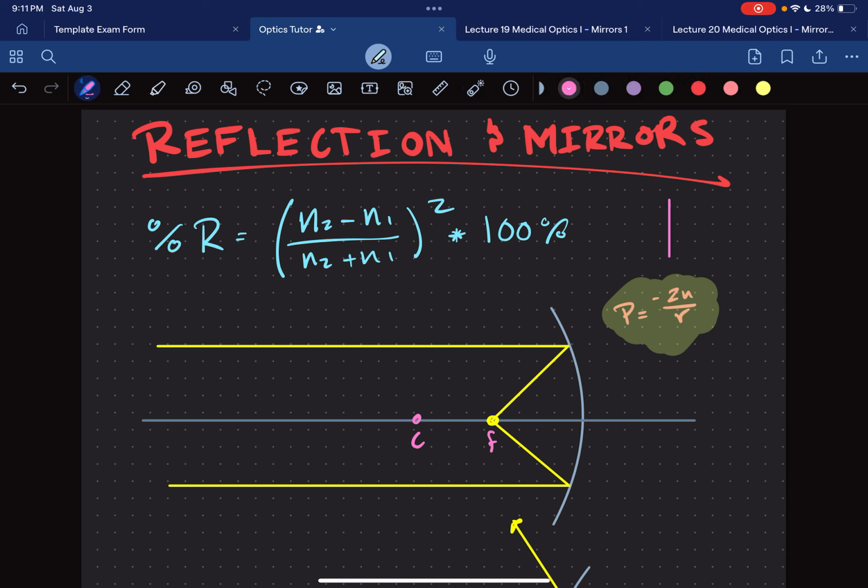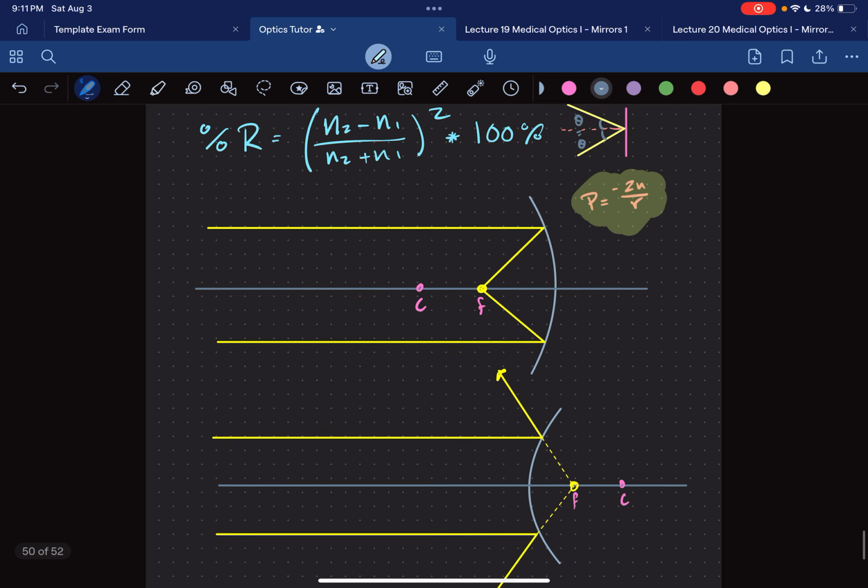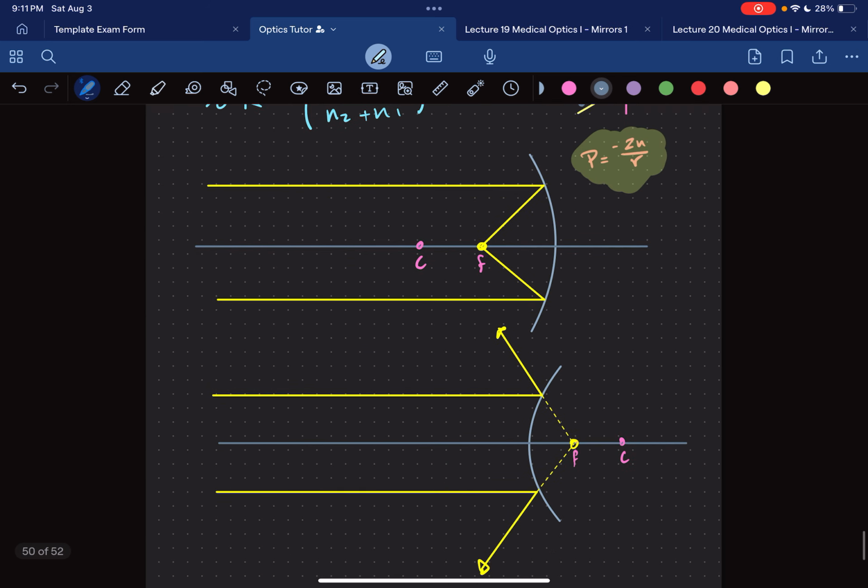If you have a surface and light comes in and reflects at a certain point and goes off this way, and then we have the normal, the angle of incidence and the angle of reflection are going to be the same. I feel like that's a given, but anyways, let's talk about concave and convex mirrors.